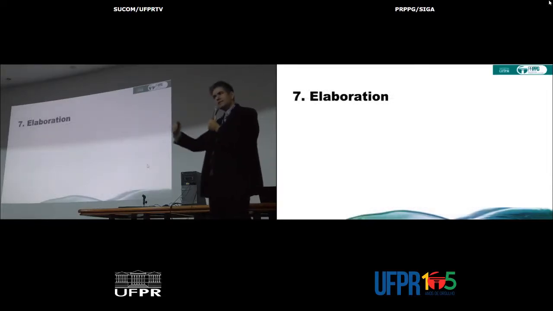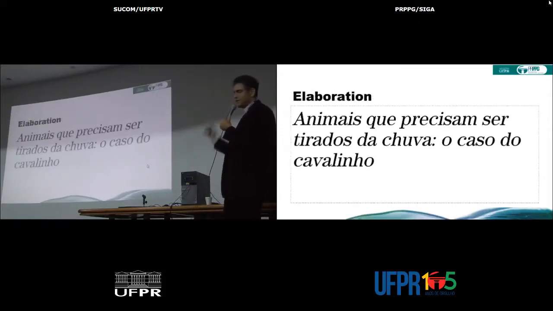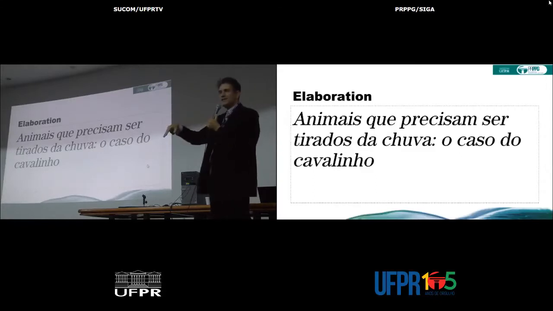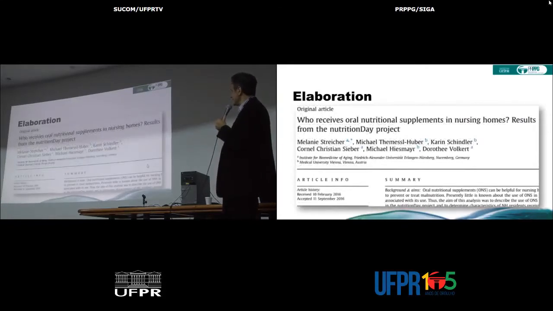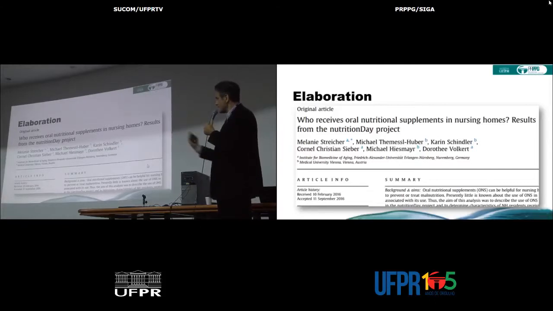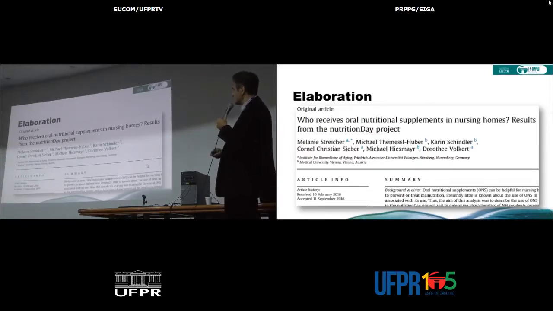Then you have titles that explain, add information, or elaborate on something. So here you have an example. The second part of the title is an elaboration on the first. Here you have a real example: Who receives oral nutrition supplements in nursing homes? And they're answering the question: results from the Nutrition Day Project. So the second part is an elaboration on the first part of the title.